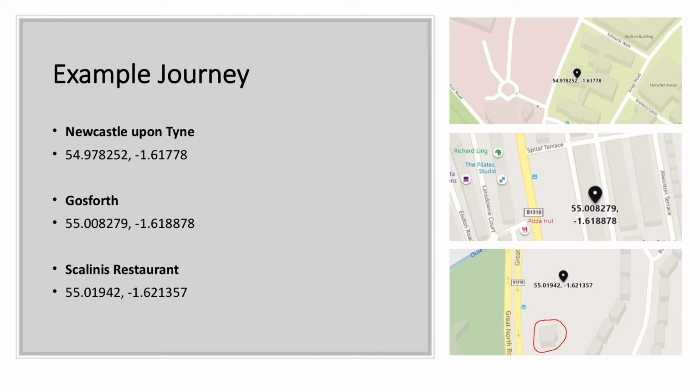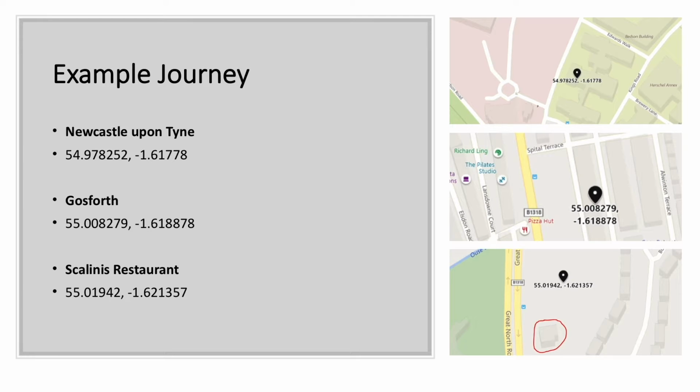So if we look at an example journey. Up here, we're starting off in Newcastle, going through the suburbs and then into a restaurant. Over to the right hand side, you'll see that's the hospital. In the suburbs, it's actually dropped a pin in a housing estate. And then the destination that we want to get to is highlighted in red by the red circle.